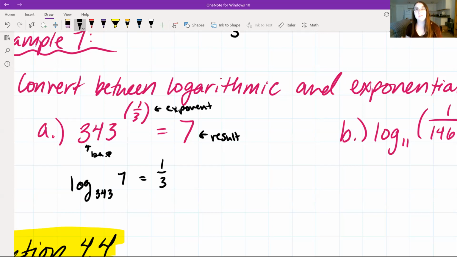And this is with using different bases and a little bit more complicated, considering that we had a base that was in the hundreds and our result was just 7. Now let's do it the other way.